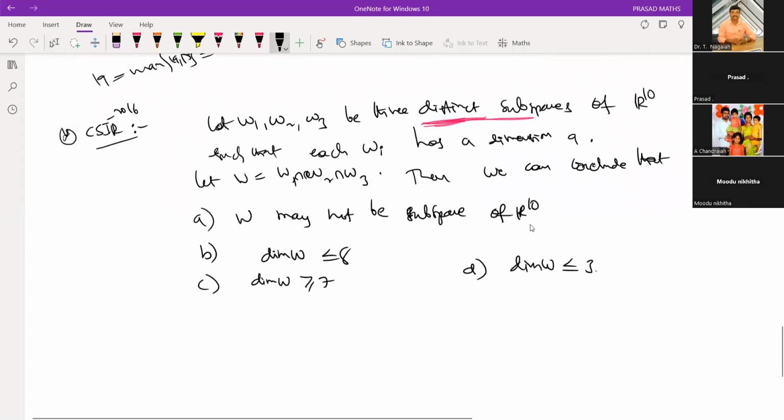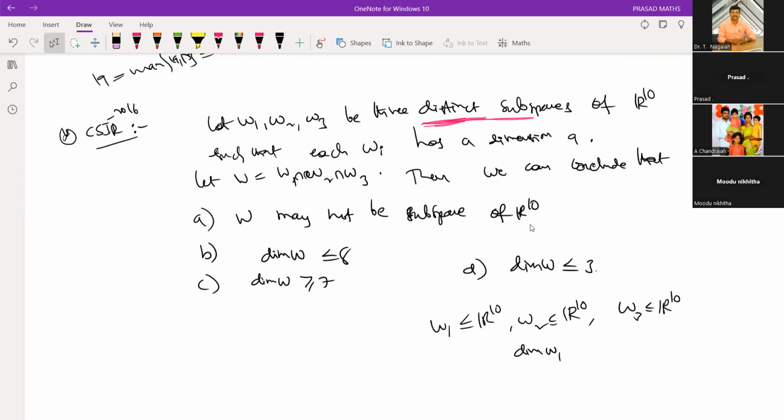What are you given? W1 is a subspace of R^10. W2 also a subspace of R^10. W3 also a subspace of R^10 with dimensions. Dimension of W1, dimension of W2, dimension of W3 is equal to 9, but they are distinct. Even if the dimensions are the same, the subspaces need not be the same, and here he has mentioned that. Understand? So these are the conditions you are given.